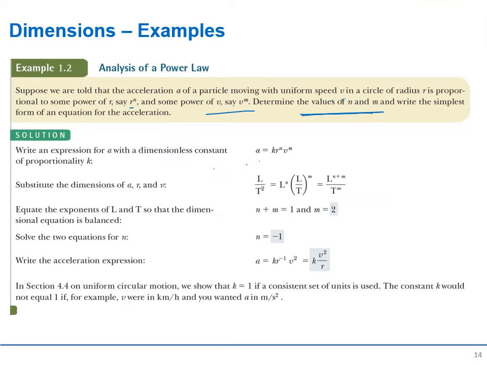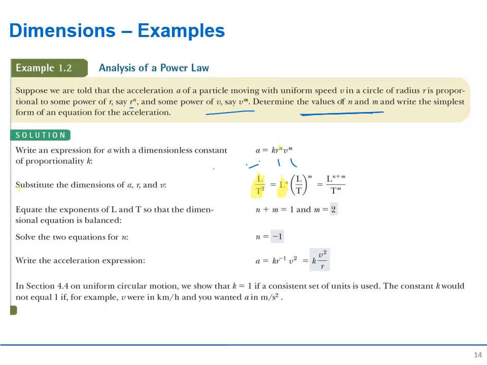They are saying that the acceleration is proportional to r raised to the power n and v raised to the power m. What we will do after that is substitute the dimensions. For acceleration, we know the dimension is L over T raised to the power 2, because this is velocity over time, right? On the right hand side, you have r raised to the power n. Now r we measure in length, so that means L raised to the power n.